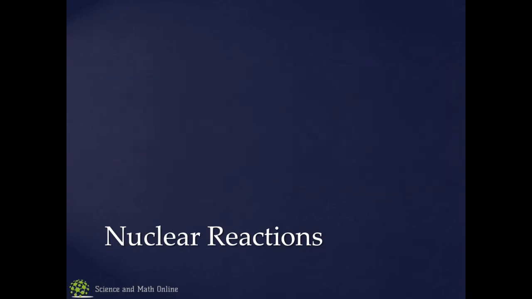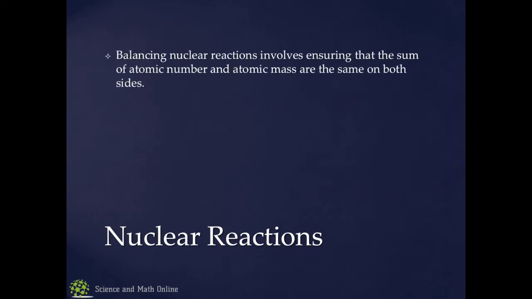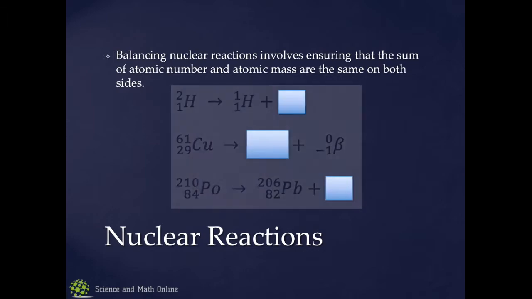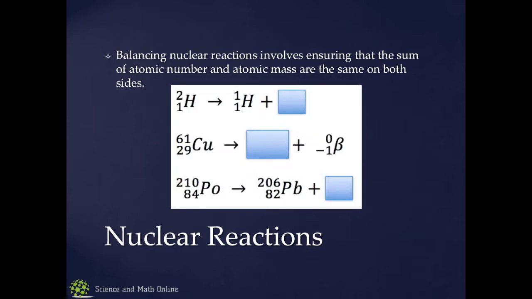So nuclear reactions are balanced using the atomic numbers and atomic masses. They have to be the same on both sides, or the sum of them has to be the same. So for example, I've got a form of hydrogen, an isotope of hydrogen called deuterium, that has a mass of 2 and 1. So I've got 2 and a 1 over here, so this needs to be a 1. This is 1 and 1, that's already equal, so this has to be a 0. Okay, so 1 and 0 gives me a neutron.